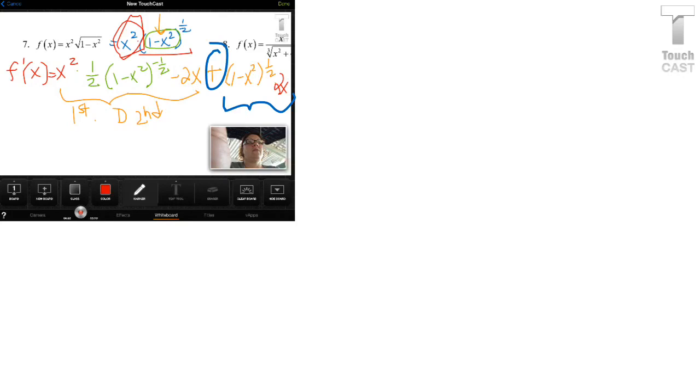So what I notice is that there's a 2x. Yes, that one's a negative, but I'll leave the negative. And there's a 1 minus x squared quantity. And the lowest power of them that I have is negative 1/2.